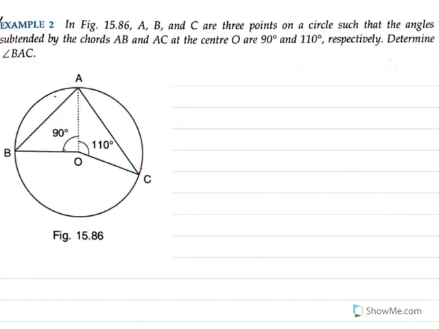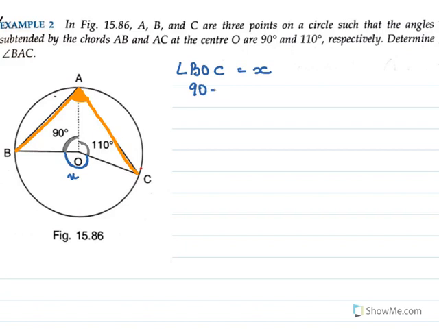In this sum, here this angle is given as 90 and here it is 110. We have to find the measure of angle BAC. So we need to find BAC. This is the angle we need to find out. So first we'll call this angle as x. We'll say angle BOC is equal to x.